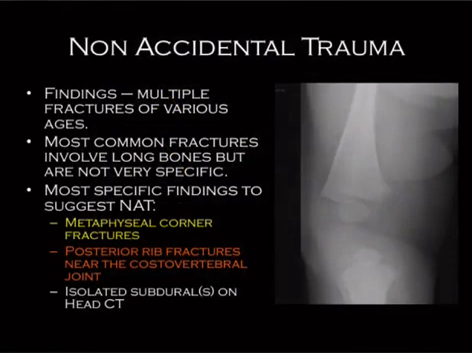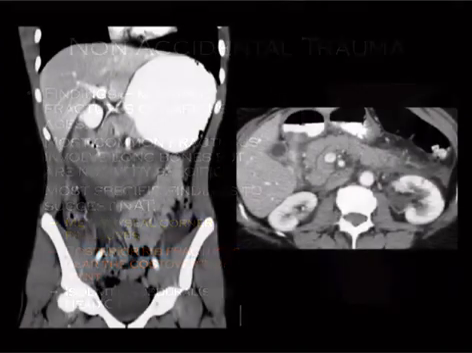So just a quick review, non-accidental trauma. Some people just can't take screaming kids. So it's fractures of the long bones. Those are most common, although they're not very specific. More specific than that is multiple fractures, multiple ages, metaphyseal corner fracture, posterior rib fractures, especially near the costovertebral joint from the squeeze, isolated subdurals.